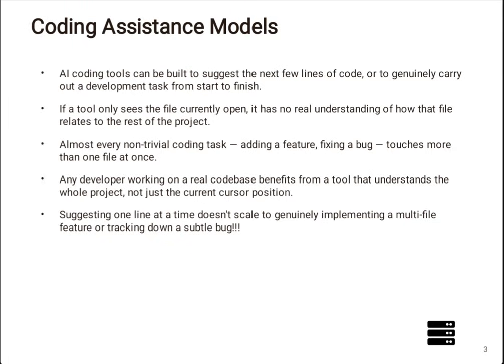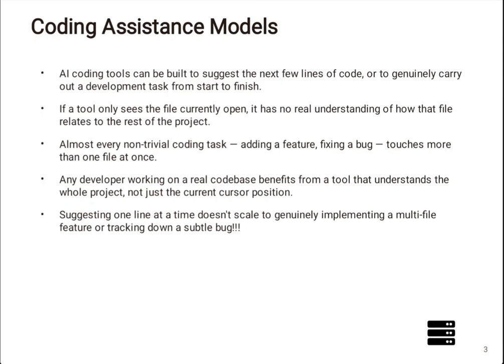Coding assistance models. AI coding tools can be built to suggest the next few lines of code or to genuinely carry out a development task from start to finish. If a tool only sees the file currently open, it has no real understanding of how that file relates to the rest of the project.